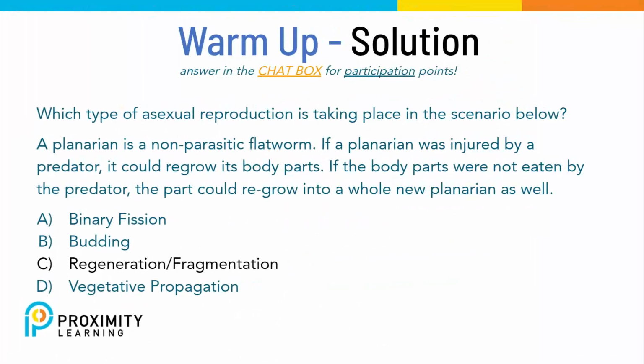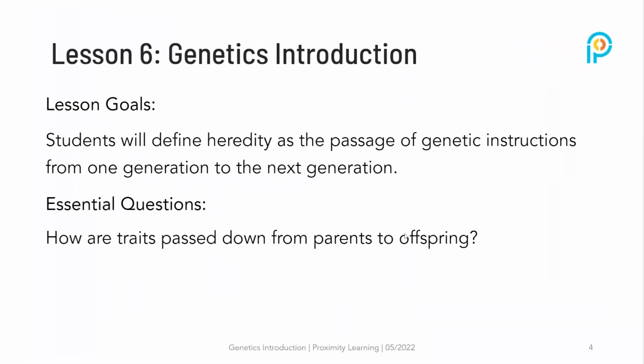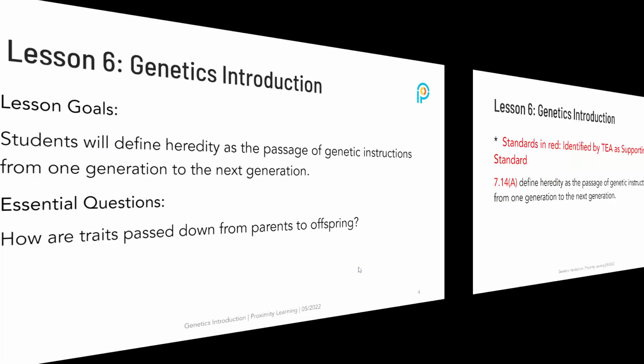If you answered C, regeneration or fragmentation, you are correct. Okay, our lesson goal: you should be able to define heredity as the passage of genetic instructions from one generation to the next generation. And our essential question: how are traits passed down from parents to offspring?